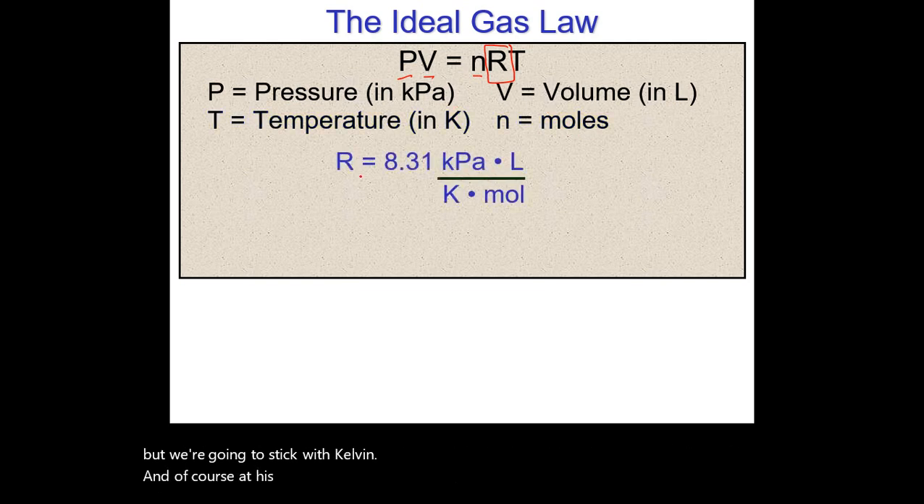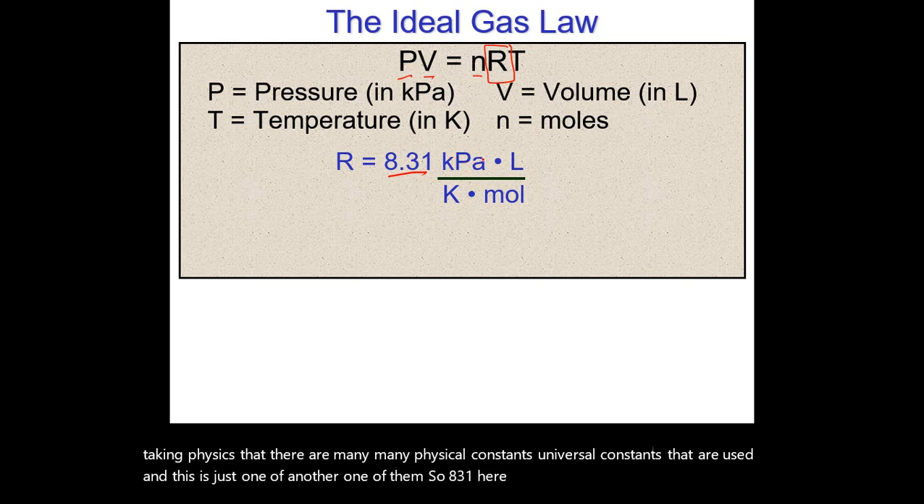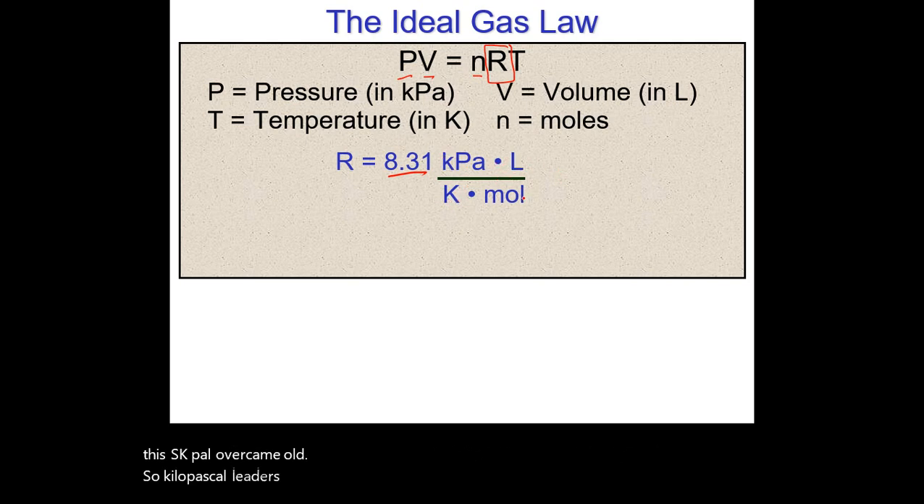Now that gas constant is 8.31, and it's a constant. If you're taking physics, you know that there are many physical constants, universal constants that are used, and this is just another one of them. So 8.31, here are our units. I like to remember this as kPa over kmol. So kilopascal liters over Kelvin moles.